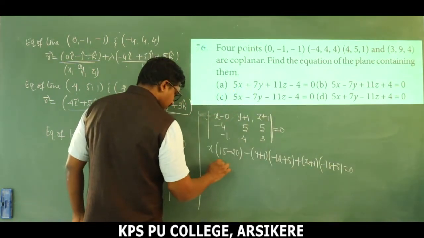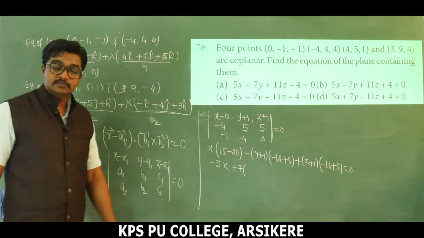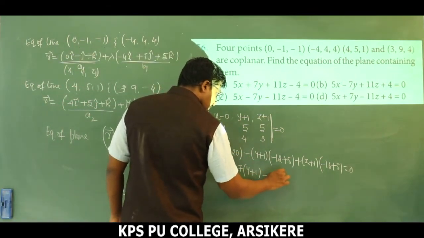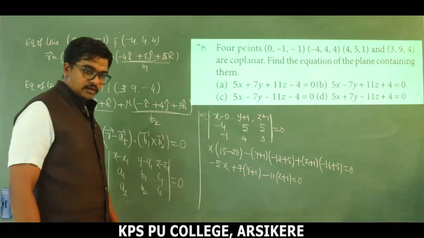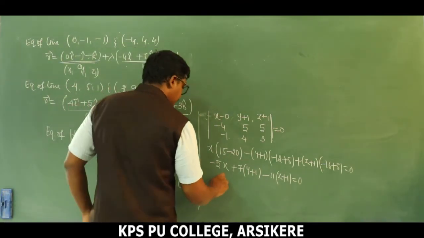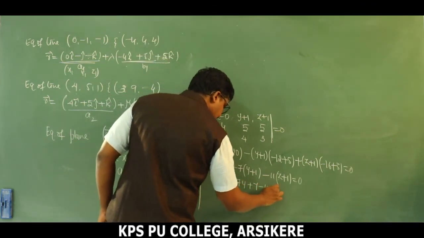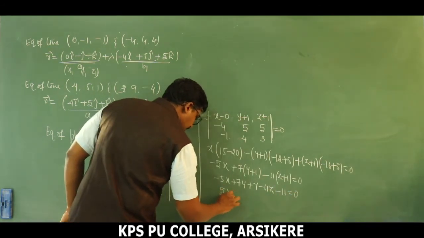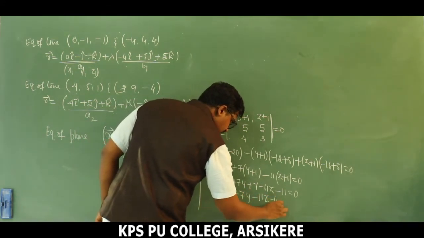This is minus 5x, minus into minus is plus, minus 12 plus 5 is minus 7, minus into minus is plus, so y plus 1, minus 11 into (z plus 1) is equal to 0. Next step is simplification. This is minus 5x plus 7y plus 7 minus 11z minus 11 is equal to 0. This is minus 5x plus 7y minus 11z minus 4 is equal to 0.